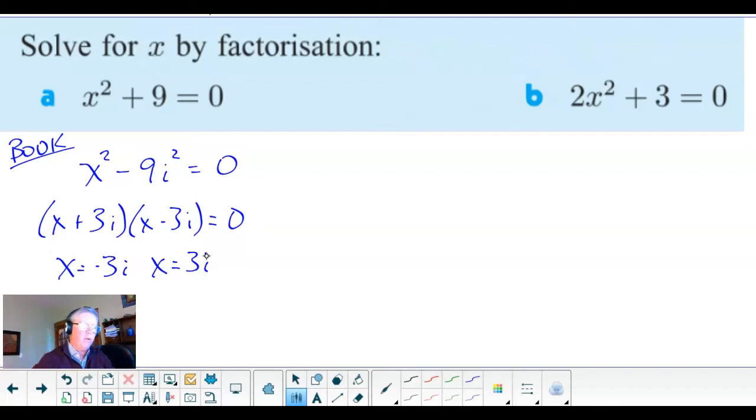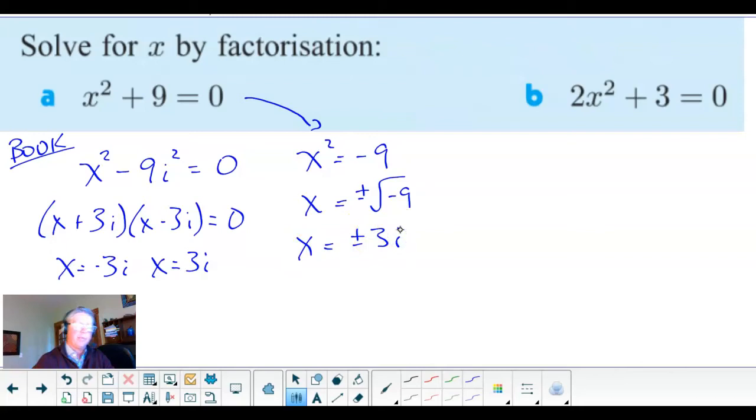That's pretty fancy. Or why don't you just write x squared equals negative 9, x equals plus or minus the square root of negative 9, x equals plus or minus 3i. I would hope that you get very quick at something like this and go for it. If you want to try this one, you can pause it, boom, and we're back.